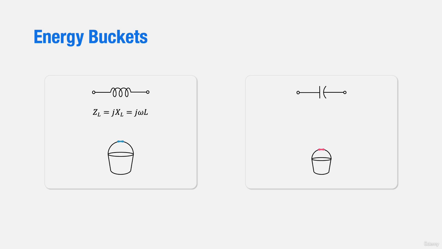An inductor has an impedance of j omega L, or a reactance of omega L. Its energy storage capacity is equal to I squared times XL. On the other hand, a capacitor has an impedance of 1 over j omega C, or alternatively, it can be expressed as negative j times 1 over omega C. Its energy storage capacity is equal to I squared times XC.